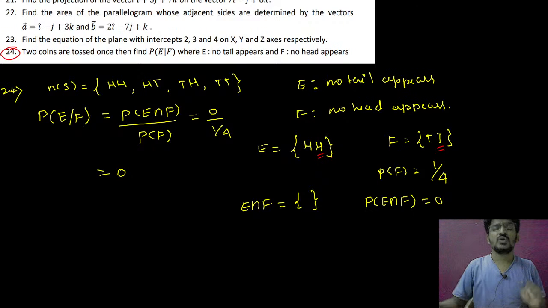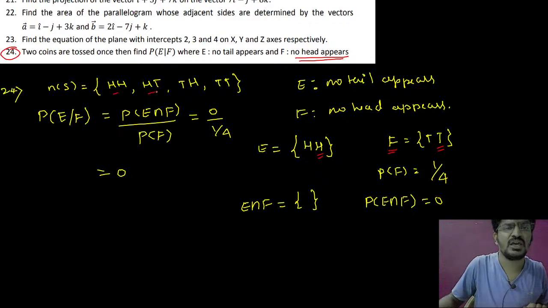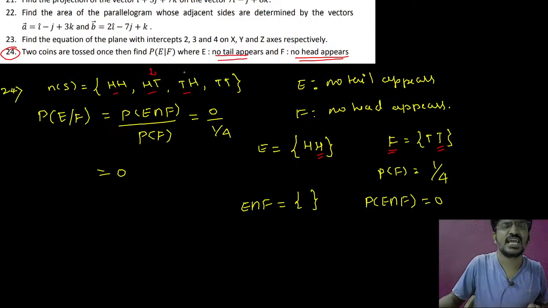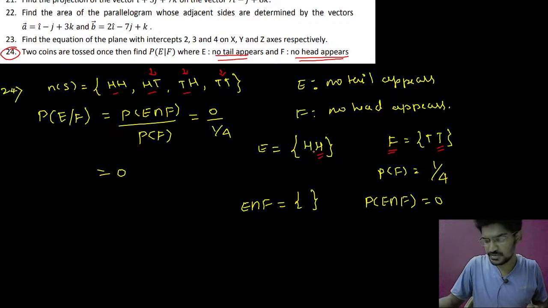Okay. So here you see no head appears. That means in your sample space there must be no head. Here you have head, here you have head, here you have head. So T comma T, only one. Next E, no tail appears. You just see no tail appears. Here there is a tail, here there is a tail, here there is a tail. Only H comma H.